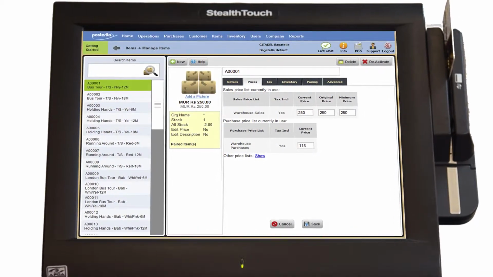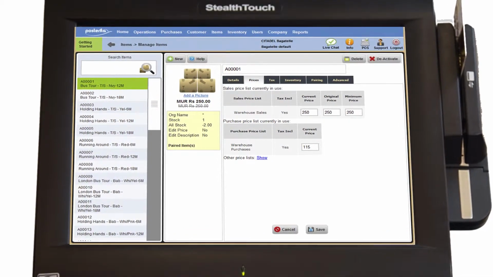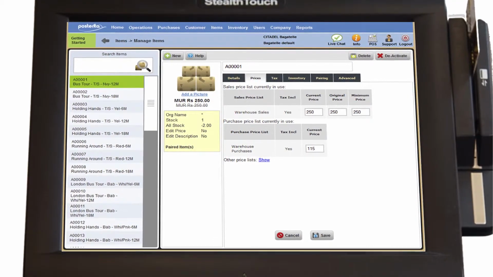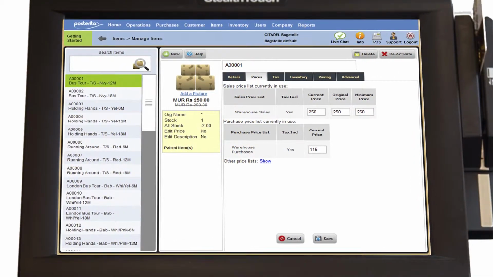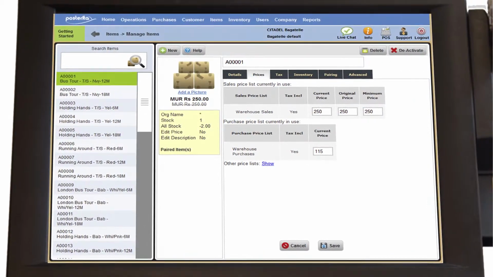The current price can be manually modified at the POS when discounts are given on an item. Minimum price is the limit price at which a product can be sold, and error notifications are issued when a sales representative attempts to sell below that price.